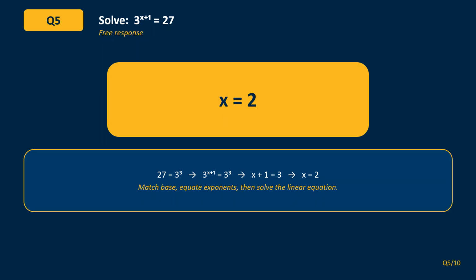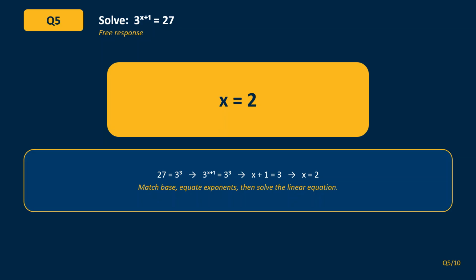This problem introduces a modest but important complication relative to question 4. The exponent is not simply x, but a linear expression x plus 1. After matching bases and equating exponents, one must still solve the resulting algebraic equation. This two-step process, first reduce to a common base, then solve the exponent equation, is the general pattern for base matching problems.